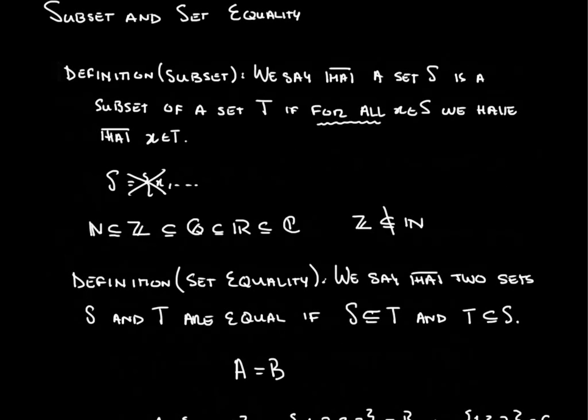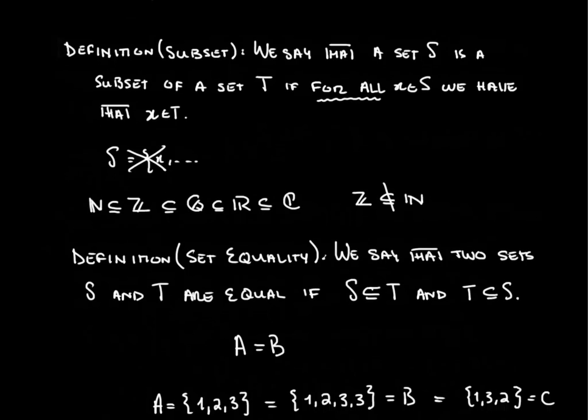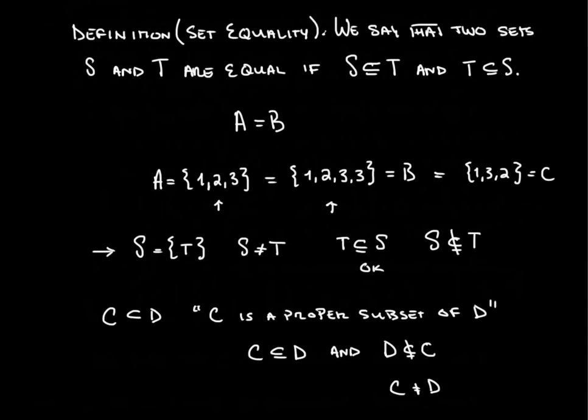So let's go over our definitions one last time. We say that a set S is a subset of a set T if for all elements X that is in S, we have that X is an element of T as well, okay? So this is the notion of inclusion. For our set equality, we say that two sets S and T are equal if S is included in T or is a subset of T and T is a subset of S.